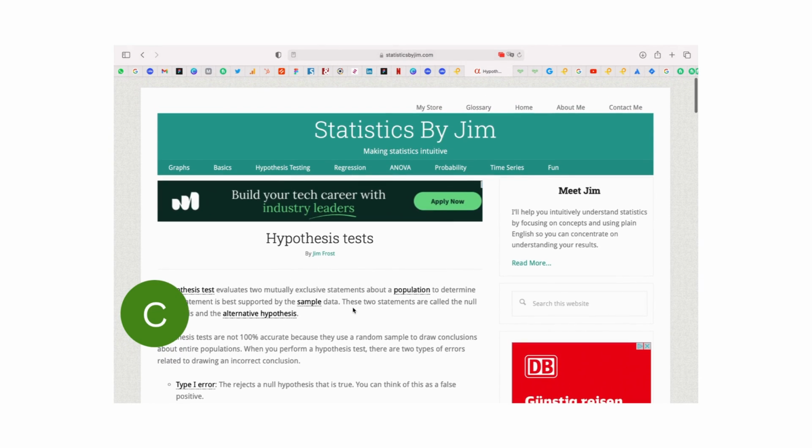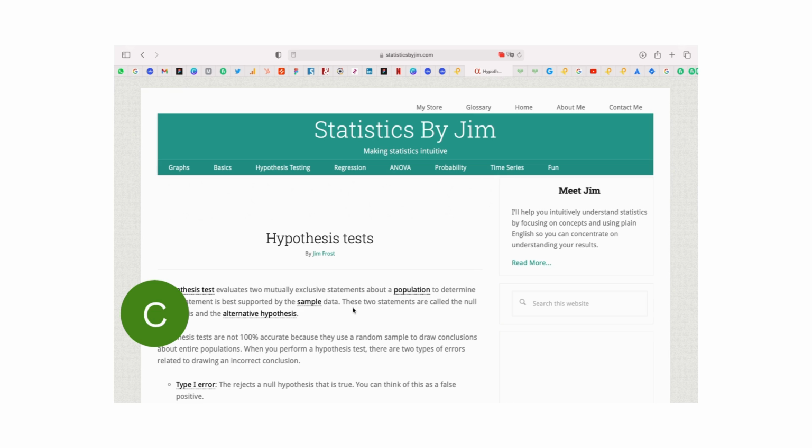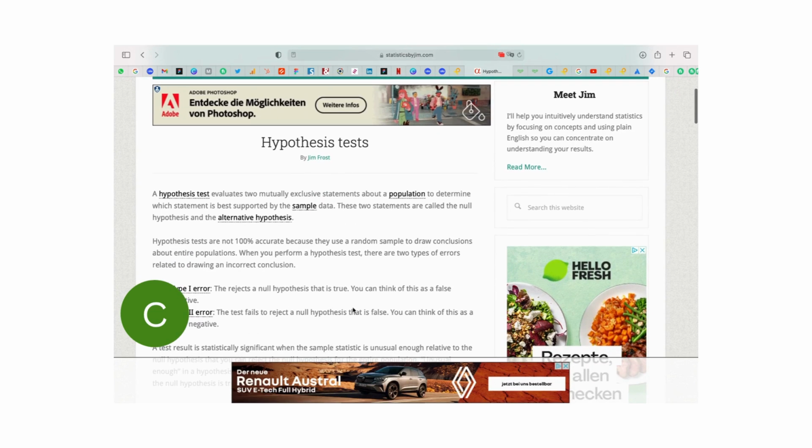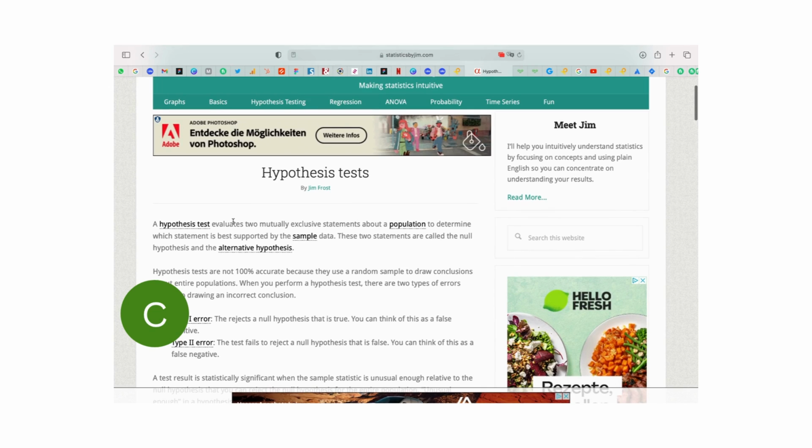So here is a beautiful blog by one of my favorite statisticians, Jim Frost. His writing is really elegant, simple, and he keeps everything very interesting here. So do check this out. And we're talking about hypothesis tests.